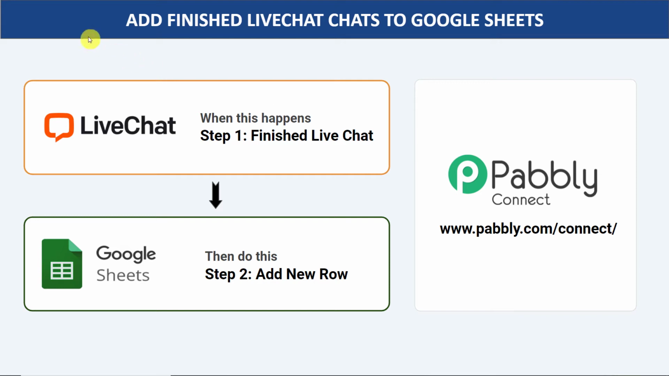Hello everyone, in this video we will learn how to add finished live chats to Google Sheets automatically. The idea is that whenever you have finished chatting with your customer on your live chat account, the details of that chat will automatically be available in Google Sheets.